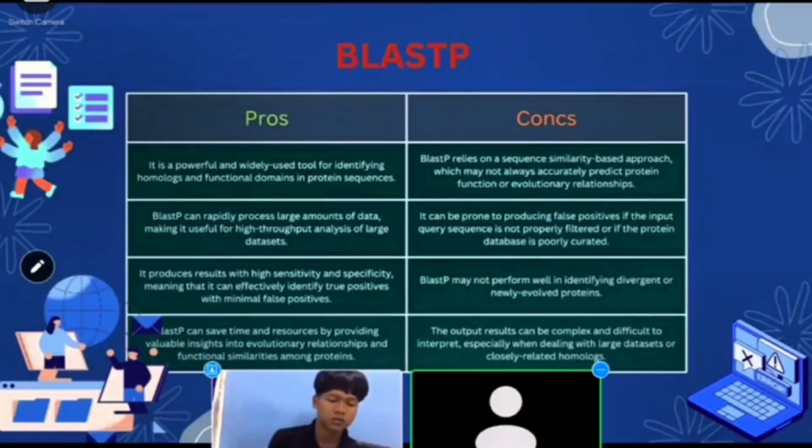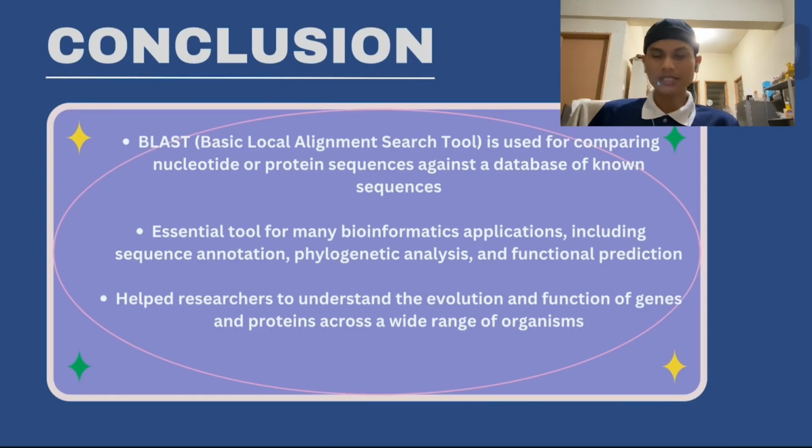BLAST, which is known as Basic Local Alignment Search Tool, is a widely used bioinformatics tool for comparing nucleotide or protein sequences against a database of known sequences. BLAST has revolutionized the field of bioinformatics by providing an efficient and accurate method for identifying similarities between sequences.